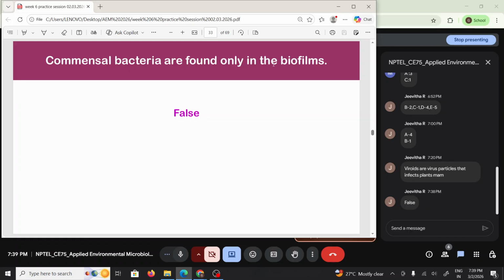And when we talk about what is a commensal bacteria, they can live on or within a host organism. It's very important to know that they can live on the surface or within the host structure itself, where they do not harm the host organism. So this is what we call commensal bacteria, and they are not only restricted to biofilms. They can freely exist in other environments as well.